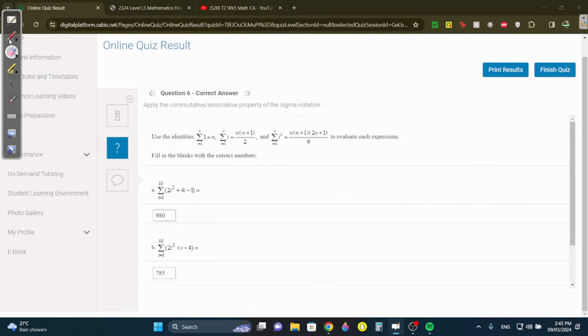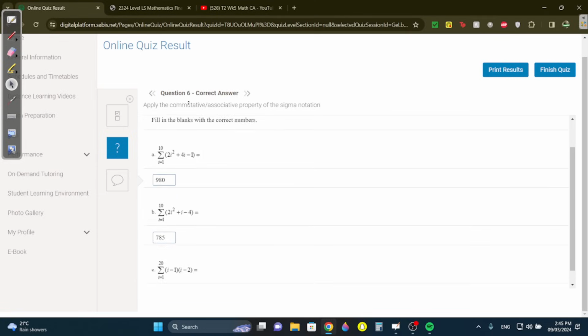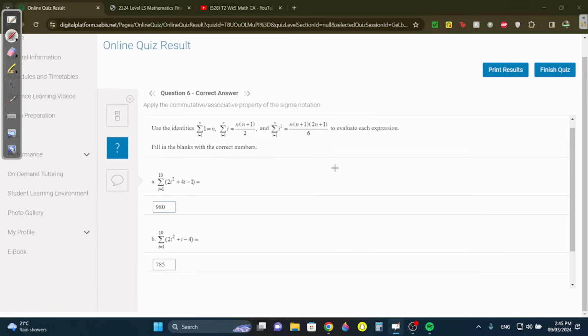For part B, let me do it again. I think I did a calculation error in the last part, where you get 2 sigma I squared, which I did correctly, plus sigma I and minus 4 sigma 1. Oh, minus 4. This is the part I think I got wrong. Since we're using 10, it's 10, 11, 21. I think I put 41 by accident.